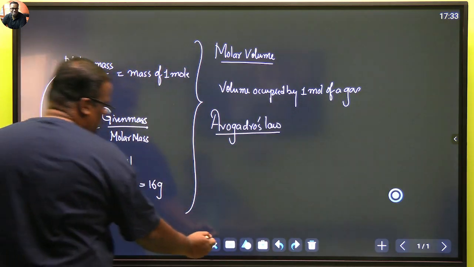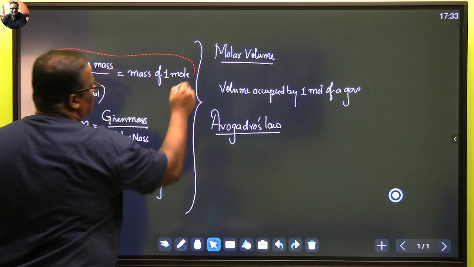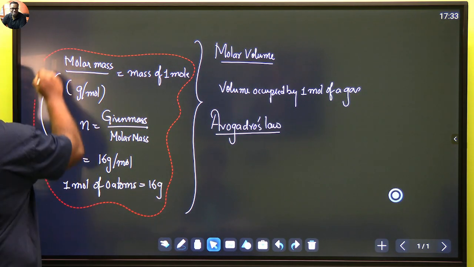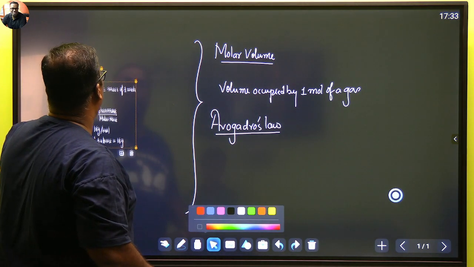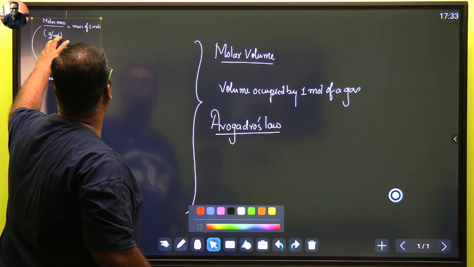So this is our prelude. This was the old discussion. Okay, let's leave it. Let's make it small and keep it aside. Okay, this was all about molar mass.